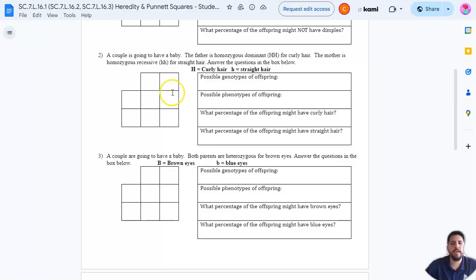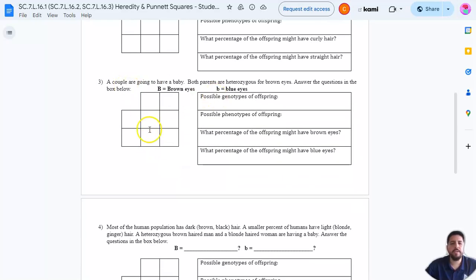Again, father, capital H, mother, lowercase h, lowercase h. And if we cross them together, we see that every single box has 1 capital H and 1 lowercase h. So the possible genotypes of the offspring are capital H, lowercase h. There is no other possibility. The possible phenotypes is that all of them will have curly hair. And the percentage of that is that 100% will have curly hair and 0% will have straight hair.